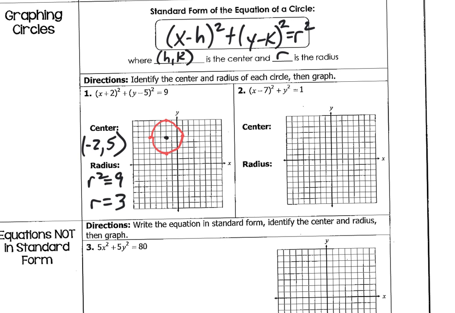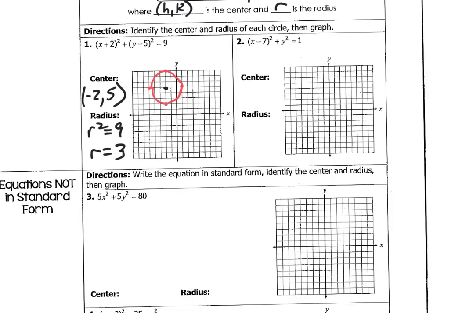Okay, number 2 is not much different. The only thing different here would be if you had y squared, this would just be a y value of 0. So then my center would be at 7, 0. And the square root of 1 is 1, so my radius would be 1. So it's going to be a really, really tiny circle right there because it only has a radius of 1.